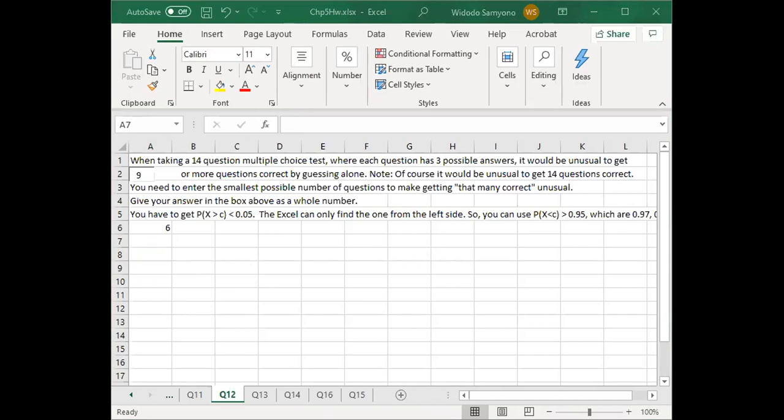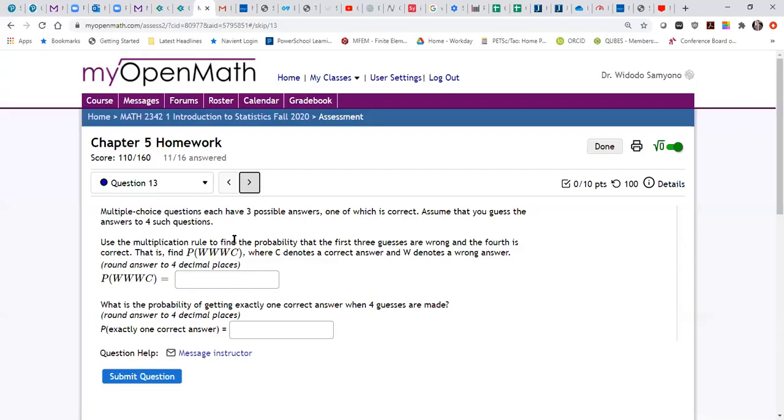Okay, for number 13, yeah, this is the one in the example also in the textbook, right? Okay, let me show you using the Excel here. Okay, let me go back to the problem first. Okay. So the problem is you have multiple choice questions, each have 3 possible answers, and one of which is correct, right?